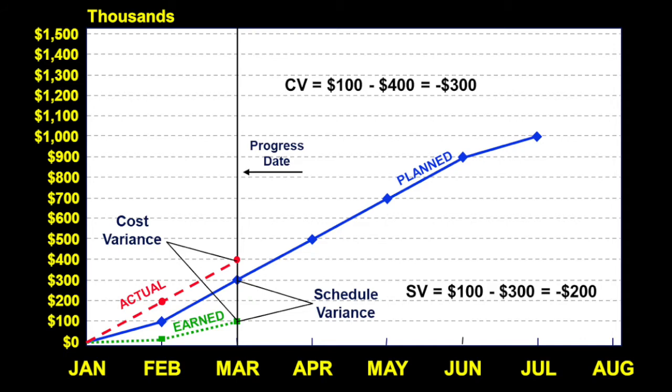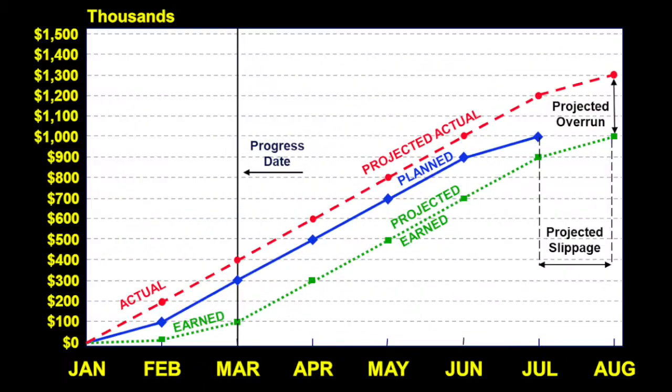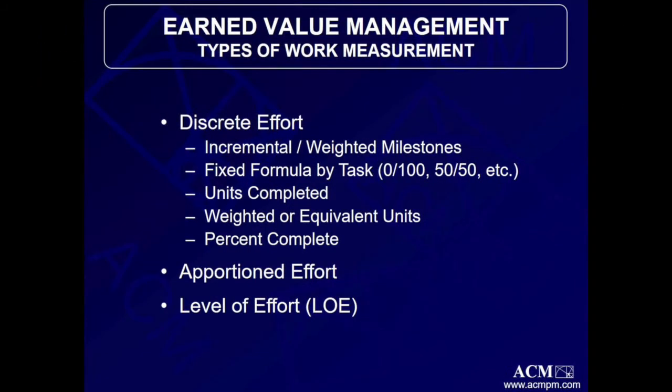and cost variance, variance at completion, budget at completion, and estimate at completion, and also schedule performance index and cost performance index. This course will also cover work measurement, where we will go into detail on what discrete effort, apportioned effort, and level of effort are, along with the differences between them.